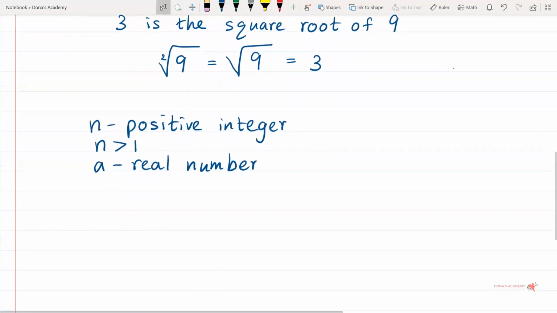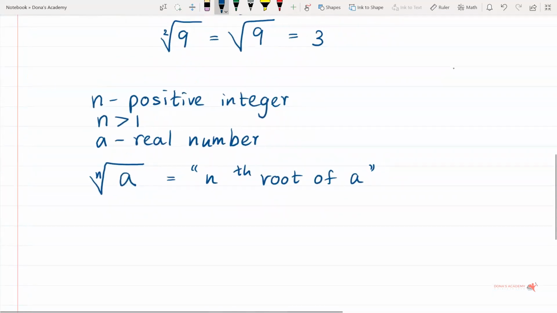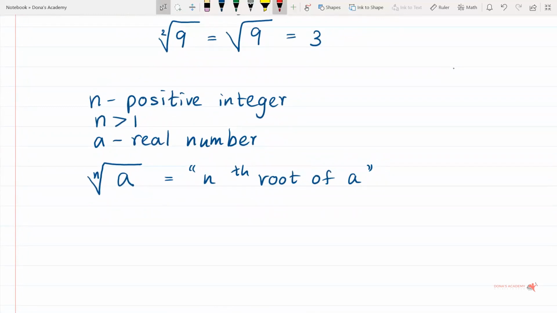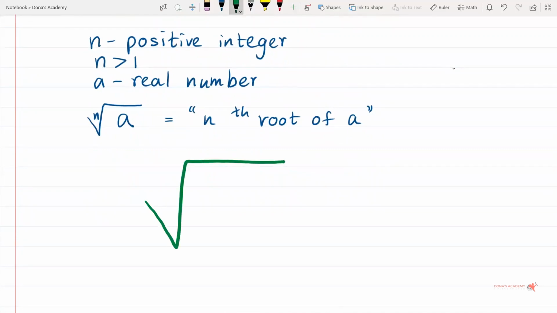And then we use this notation to denote the nth root of a. Okay, this is called the nth root of a. All right, so this is the notation we use for radicals. Now you have to understand some terms. This is the symbol, and then my number a, and here.